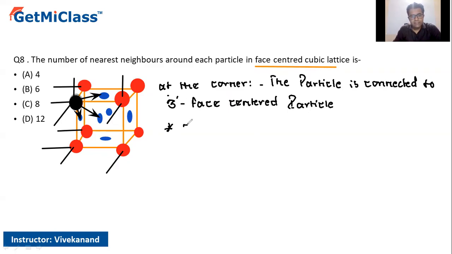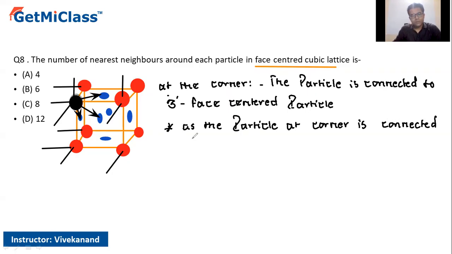So therefore, as the particle at the corner is connected to 8 unit cells. Okay, so as one particular corner particle in 1 unit cell is getting connected to how many do we have? That is 3, right? So 3, as the same particular particle is connected to the 8 unit cells. So therefore, 3 into 8 is going to get us 24.